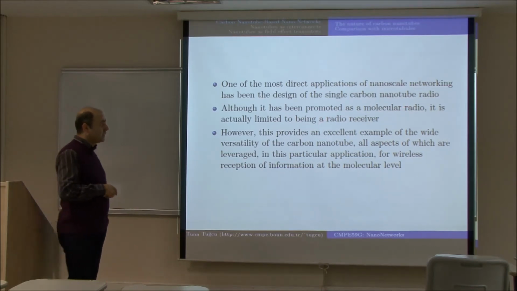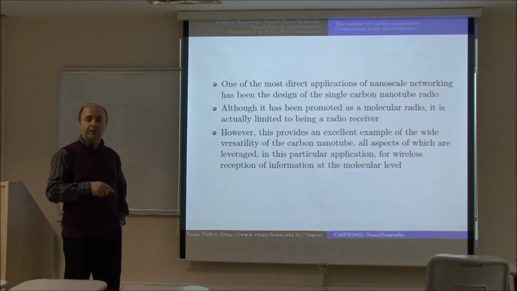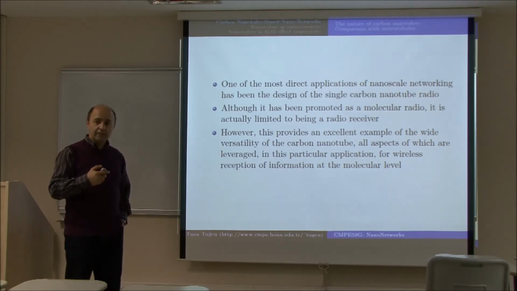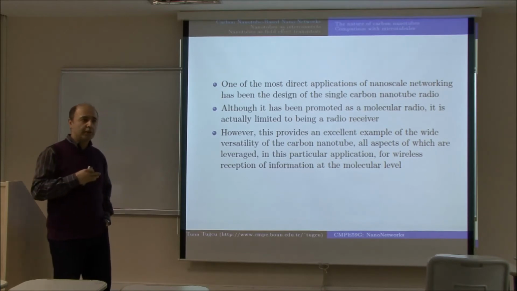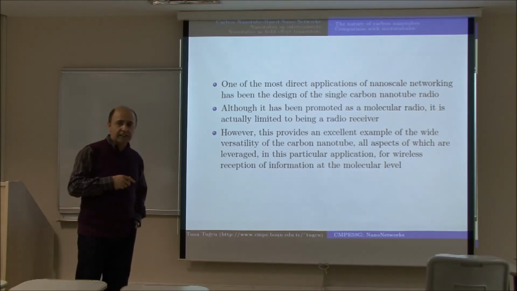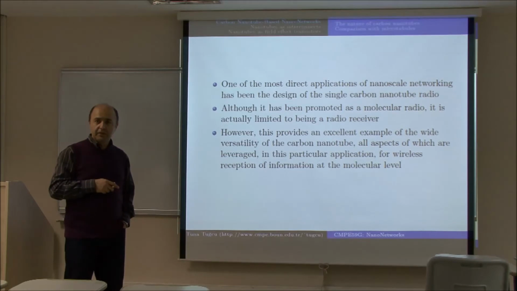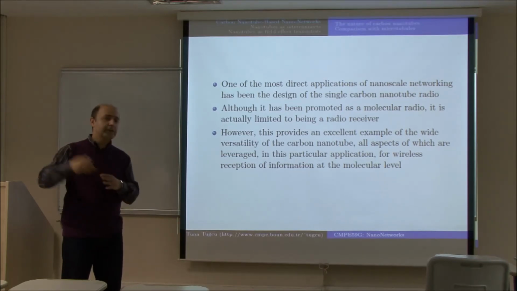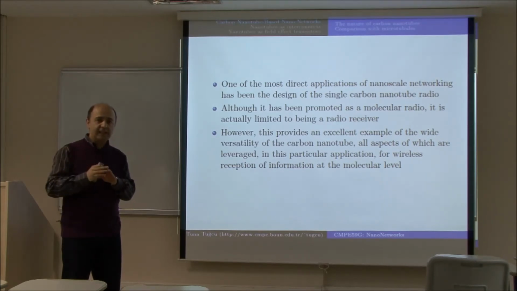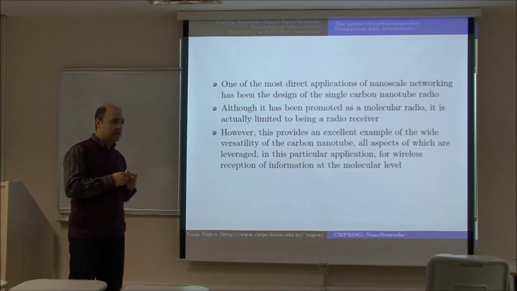The design of this single carbon nanotube radio is important in that sense. It can serve as a gateway between the nanoscale and the human scale. So don't think of these carbon nanotube based nanonetworks as a different way, a separate way of designing nanonetworks. These could work hand in hand with the molecular communication systems we discussed in earlier chapters.